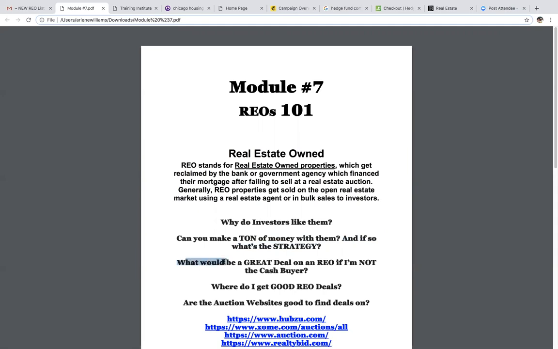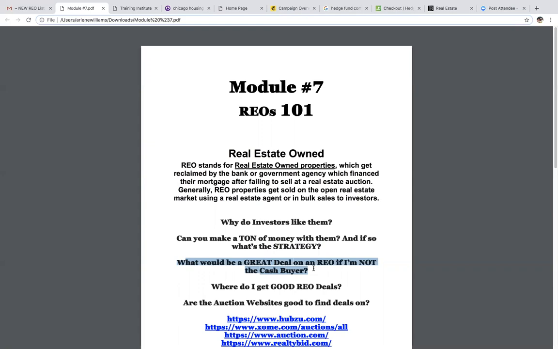What would be a great deal on an REO if I'm not the cash buyer? Now, if you're not a cash buyer, like I said before, and I'm speaking for the sake of newbies, just stay away from these right now. If you're in my group, you're being mentored by me, to save yourself the headache. But if you're not the cash buyer and you know someone who is a buyer and they're on a smaller level, they can't buy in bulk, you have to make sure that, I always go back to the one thing, the 70-30 rule.